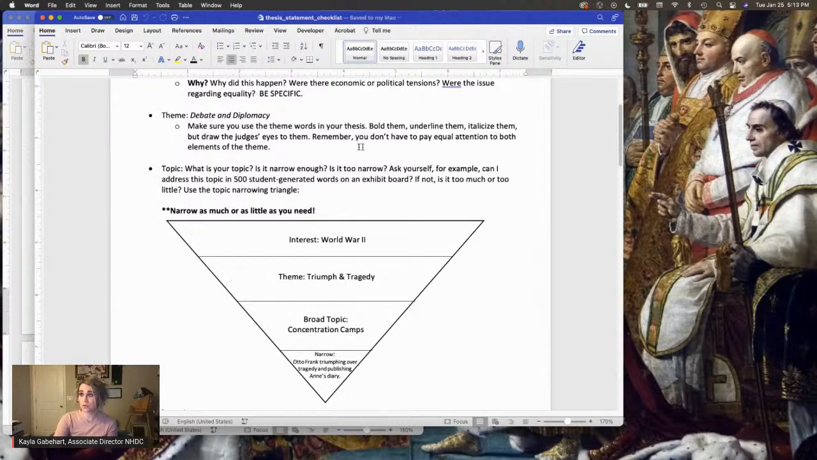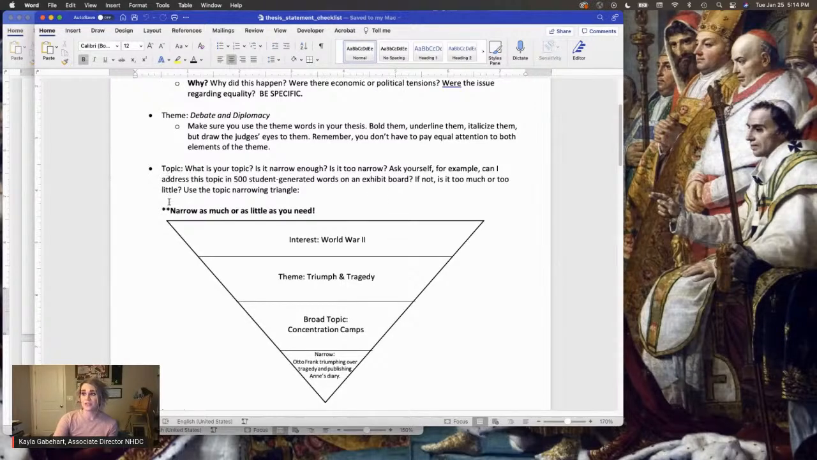You don't have to pay equal attention to both elements of the theme. So for example, if you're focusing on diplomacy, but you talk a little bit about debate later in your project, that's okay. That's fine. You can talk about debate somewhere else, but make sure if you're going to focus on it, it's in the thesis statement, okay?